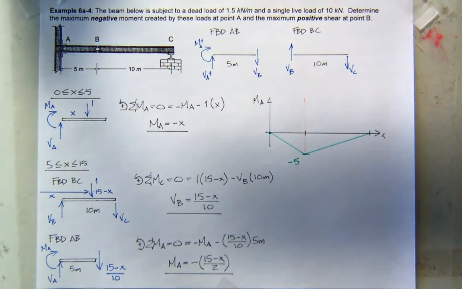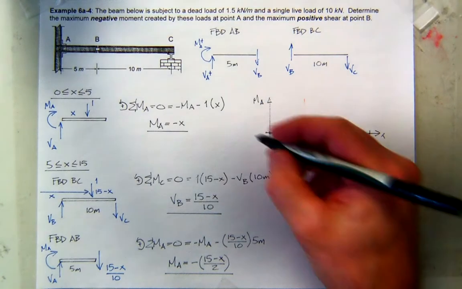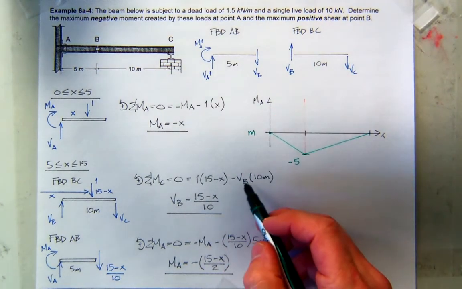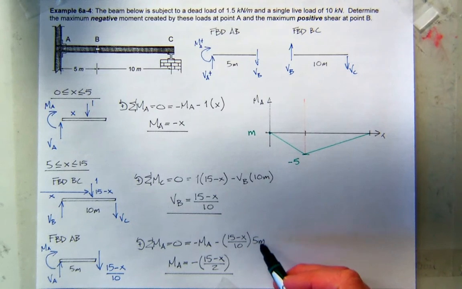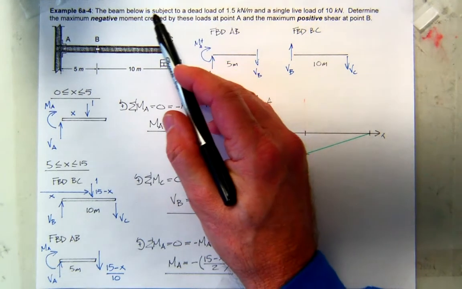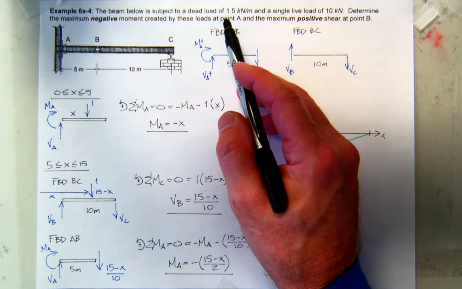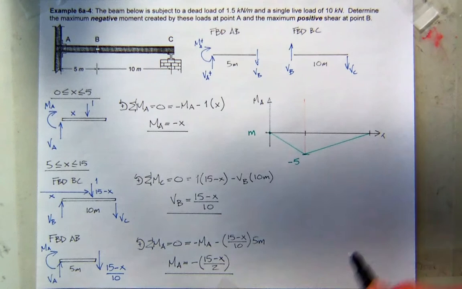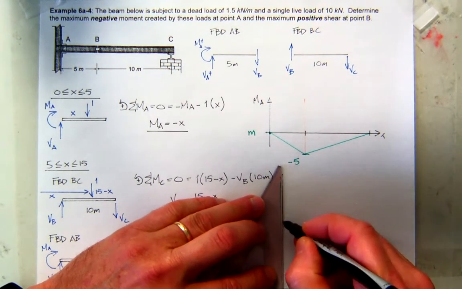So there's your influence line for the moment at A. And this will have the units of meters, right? Because we're still multiplying everything by meters. Okay? So now what do we do? Now we actually solve the problem. The problem says I now have a 1.5 kilonewton per meter dead load and a single load of 10 kilonewtons. So let me draw a little box here to kind of put that off.